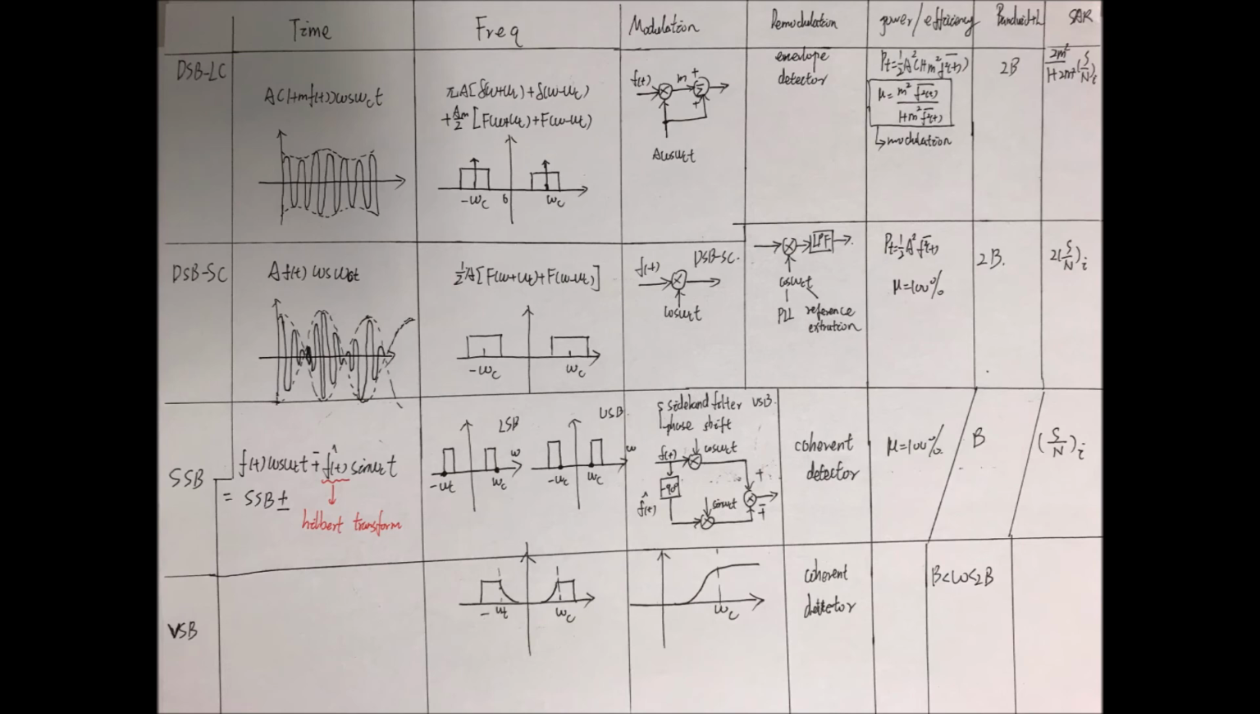Okay, the total power has two parts. Half A squared times 1 is my carrier power. Half A squared M squared is the message power, my PS. So this is my total power.